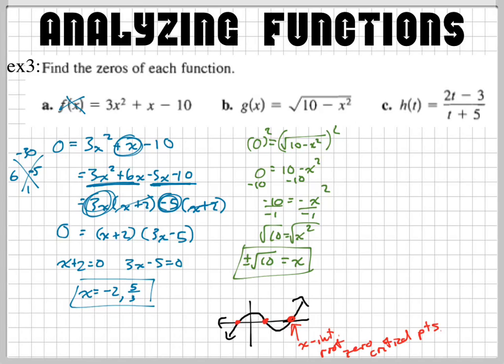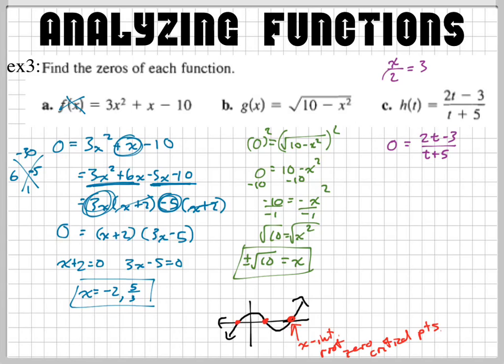Alright, for C, same thing. Set it equal to 0. We have 2t minus 3 over t plus 5. Now just like getting rid of fractions, if you had something cute and little like this, you're like, oh, that's so cute. Because you guys know how to do that.